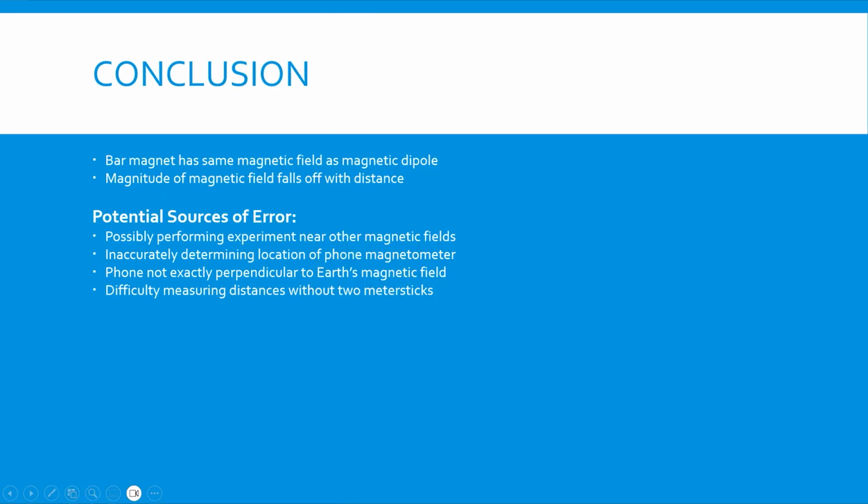Here are some of the most important takeaways from the experiment. We saw that the bar magnet has the same magnetic field as a magnetic dipole, and the magnitude of its magnetic field falls off exponentially as the distance to the observation location increases.